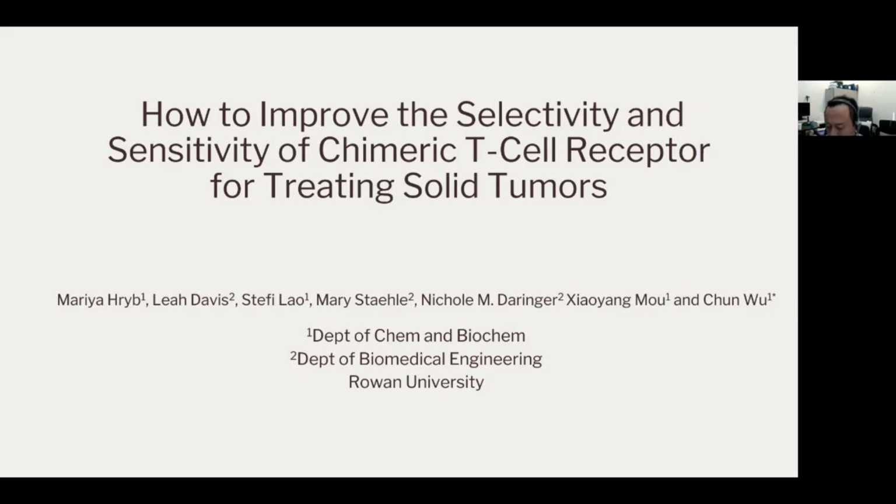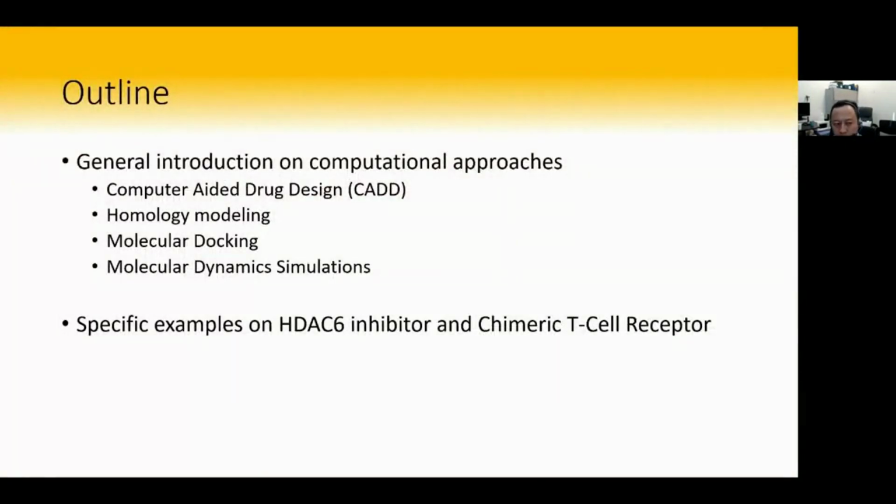Thank you, George, for that nice introduction. Okay, today in my talk, I will cover a general introduction to the computational approach to drug discovery. I will specifically cover the overall computer-aided drug design strategy, and then specific techniques, including homology modeling, molecular docking, and in particular, molecular dynamics simulation.